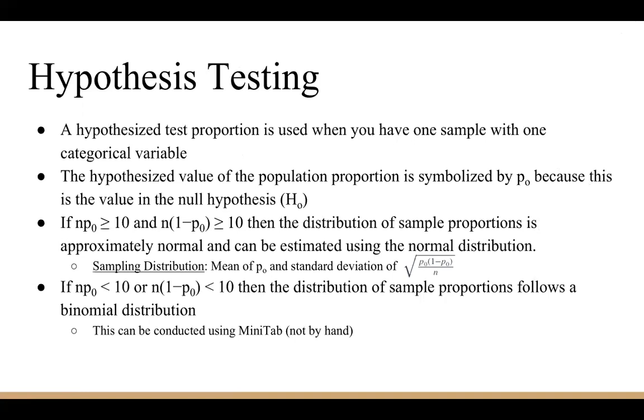So again, you're going to check your assumptions. You're going to make sure that there are at least 10 successes and 10 failures, and that the distribution is approximately normal. And if it does not meet your assumptions, you'll have to use a binomial distribution, which we use Minitab for, we don't use by hand.